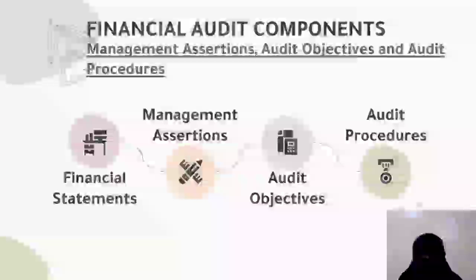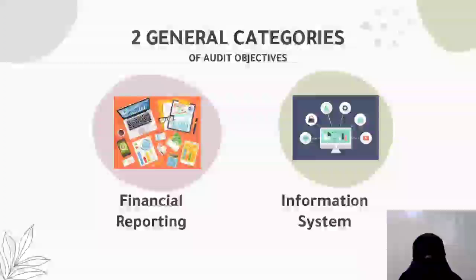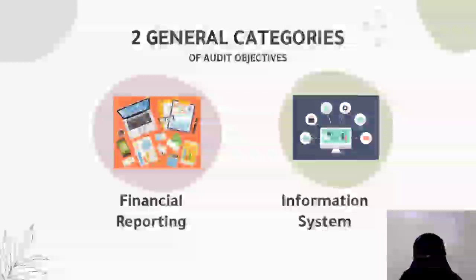So these audit objectives may be classified into two general categories. Those that relate to transactions and account balances that directly impact financial reporting, and then the second category pertains to the information system itself. This category includes the audit objectives for assessing controls over manual operations and computer technologies used in transaction processing.